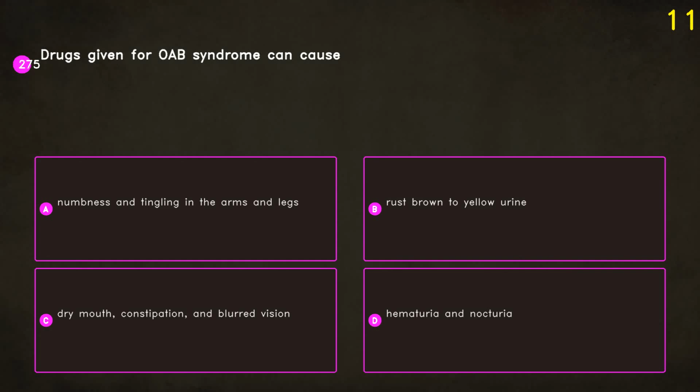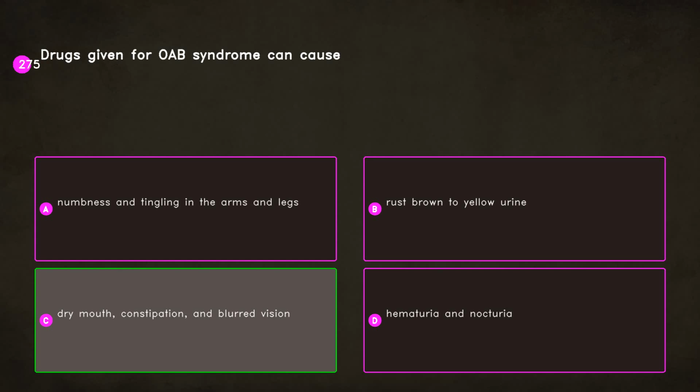Question 275. Drugs given for OAB syndrome can cause A. Numbness and tingling in the arms and legs, B. Rust brown to yellow urine, C. Dry mouth, constipation, and blurred vision, D. Hematuria and nocturia. The correct answer is dry mouth, constipation, and blurred vision.